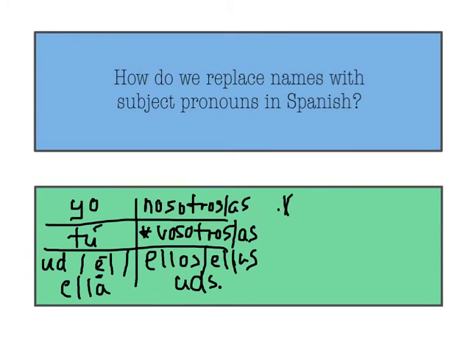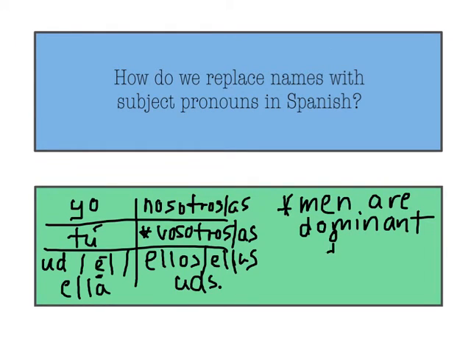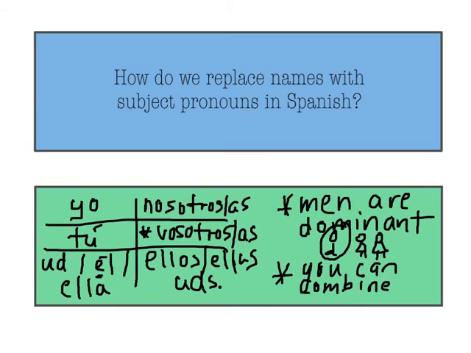The second thing I want you to write down is remember men are dominant in Spanish. So if you have a group that has even one guy in it, you're going to need to use the male form. And if you want to draw yourself a little picture like I did to remind yourself of that, feel free. And I would just circle the guy. And then the last thing that I would write down is you can combine a name and subject pronoun.